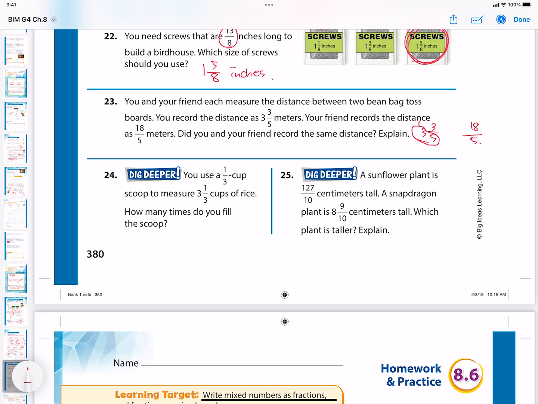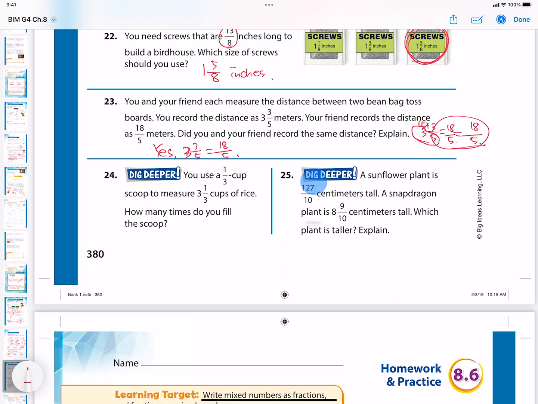Yes, cross multiplication strategy, easy, right? 5 times 3 is what? 15 plus 3 is what? 18/5. Are they equal? Yes, they're equal. So the answer is yes. They used the same distance. How? Hold on. 3 and 3/5 is the same as 18/5. So 3 and 3/5 is equal to 18/5. That's all you need to explain.